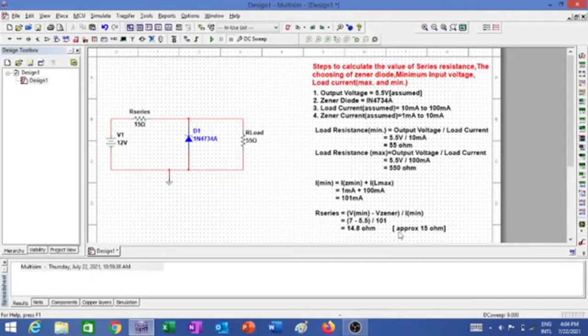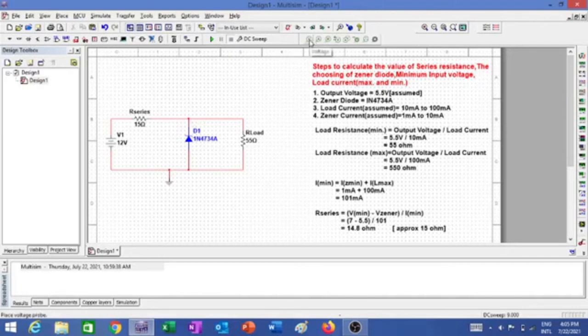So finally I am landing at approximately 15 ohm, so I have taken 15 ohm over here as my series resistance. Now what I am going to do is check, at 55 ohm load, keeping my V in, that is the supply voltage, constant, whether my Zener diode is working as a voltage regulator or not.